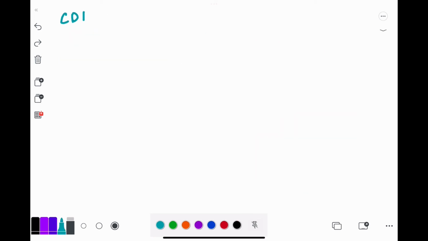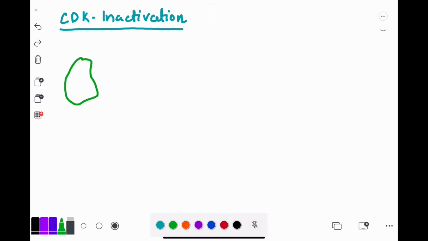Now I'm going to discuss the deactivation of these cyclin CDK complexes. After the cell cycle is completed, we no longer need them, so we have to degrade them. What is that mechanism? This is the cyclin CDK complex that was fully active after the action of the CDK activating kinase. Now there is a process known as ubiquitination of the cyclin part.